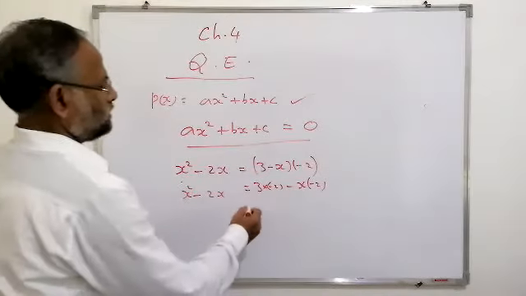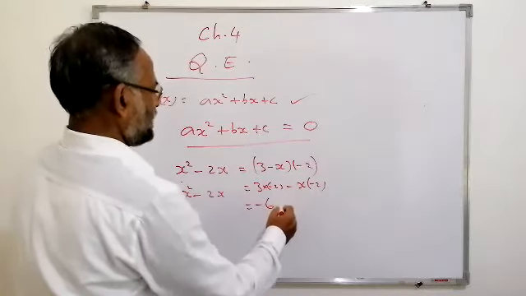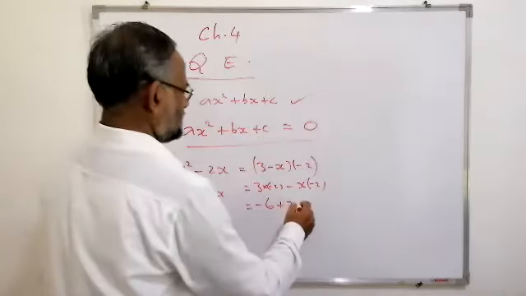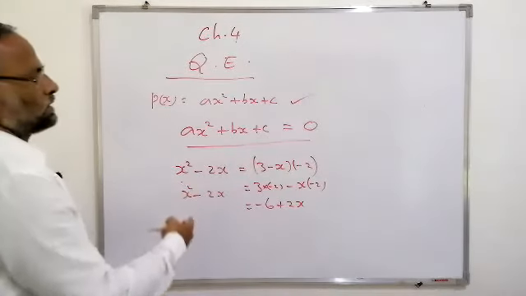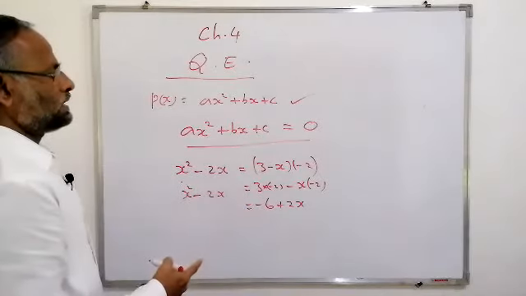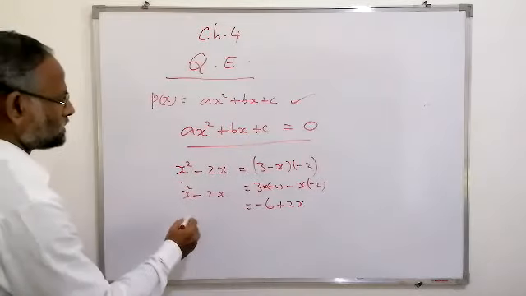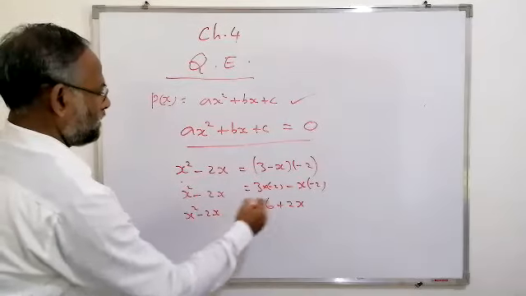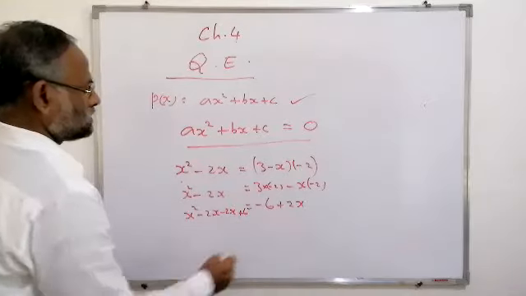Here x square minus 2x, then 3 into minus 2, that is minus 6. The minus into minus is plus 2x. Now x square minus 2x, x square minus 2x, again minus 2x plus 6, that is equal to 0.